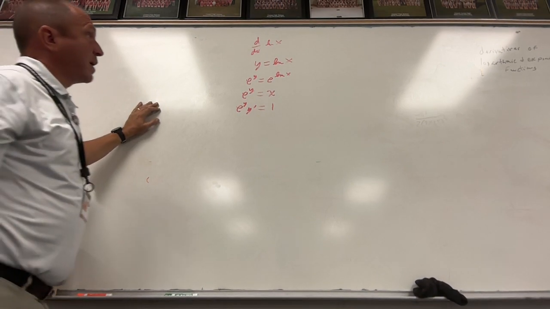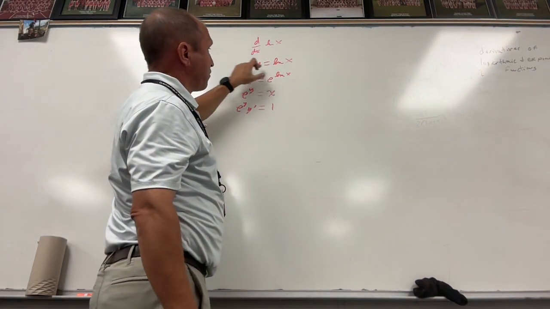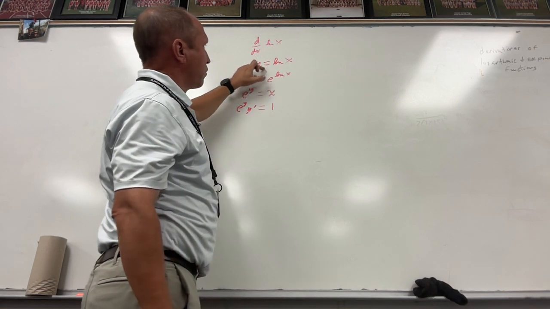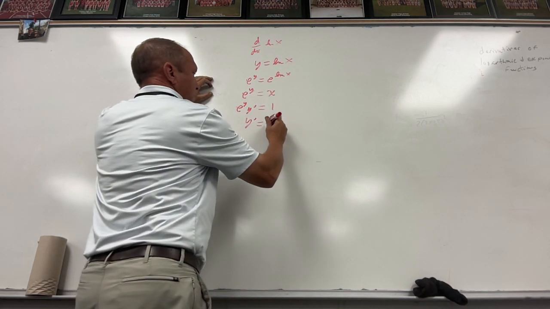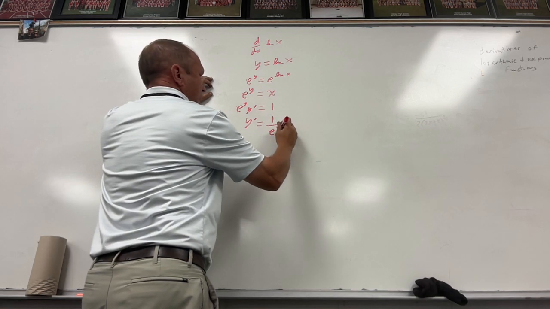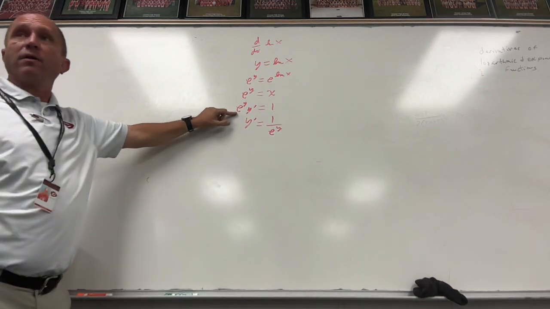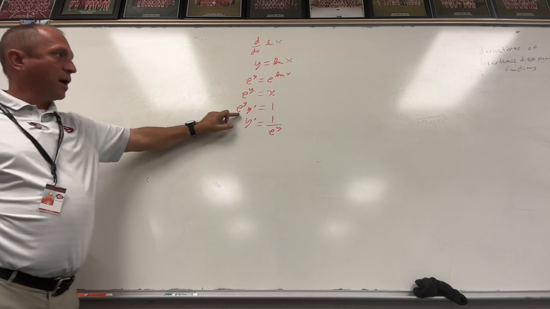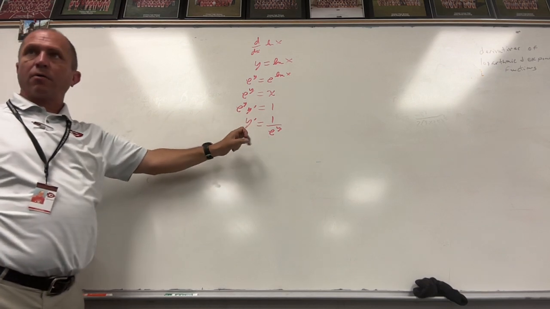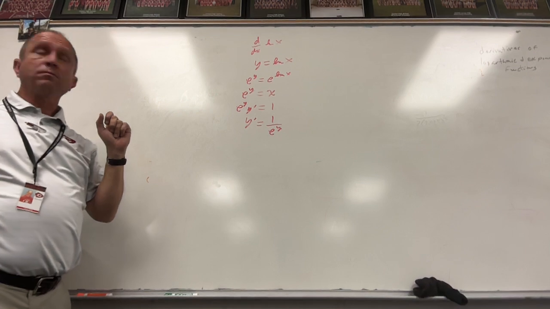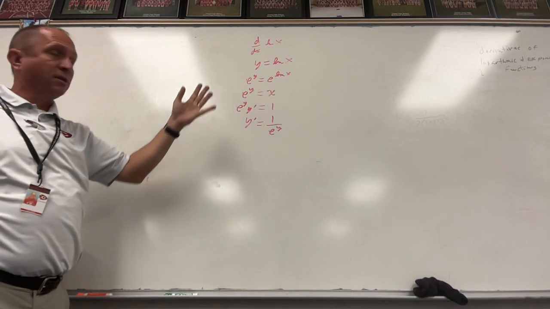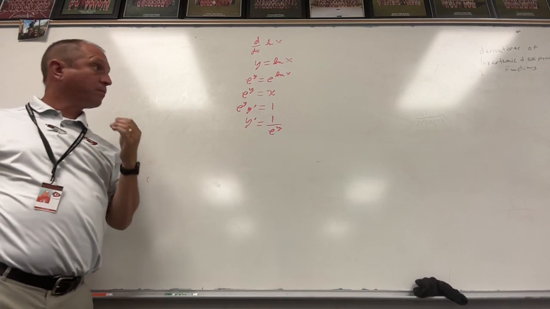Okay. Well, that's what I want to know. I want to know what y prime is, if y is equal to the natural log of x. So y prime is going to equal 1 over e to the y. That's just cross multiplying right there. I'm taking this e to the y, pulling it down here by cross multiplying, or dividing both sides by e to the y, however you want to look at it.